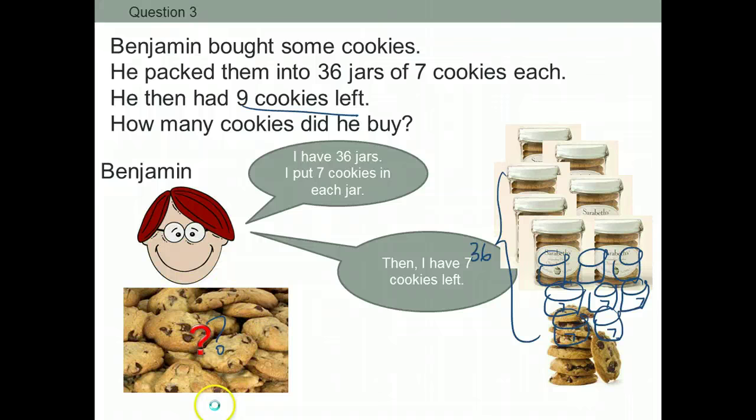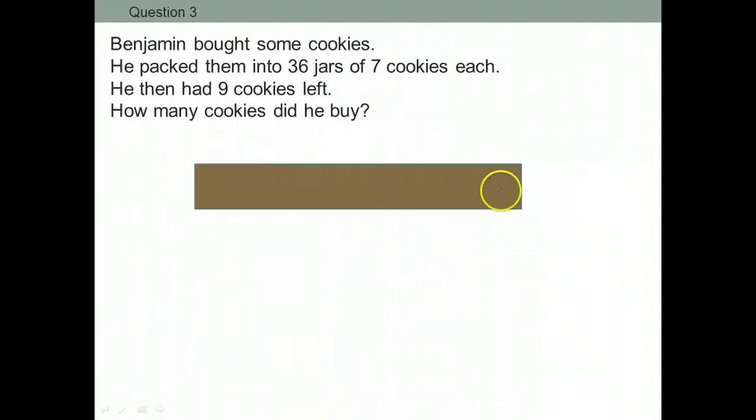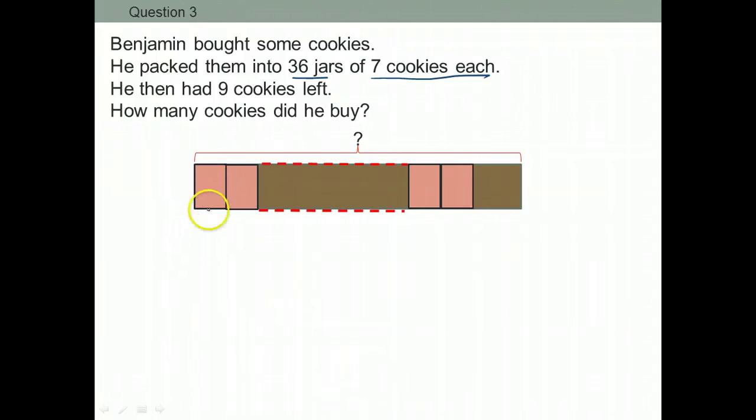Right? So let's draw our model to help us solve this. I know that this is the cookies that Benjamin bought. We don't know how many cookies. He packed them into 36 jars of 7 cookies each. So I have 36 jars. I either draw 36 jars or I use a broken model. I can draw 1 jar, 2 jars, and I put dot, dot, dot, and end off with the jars. Total 36 jars. Each jar has 7 cookies.